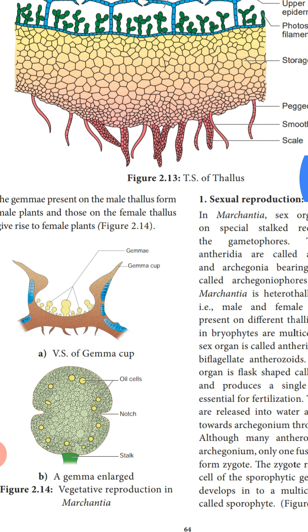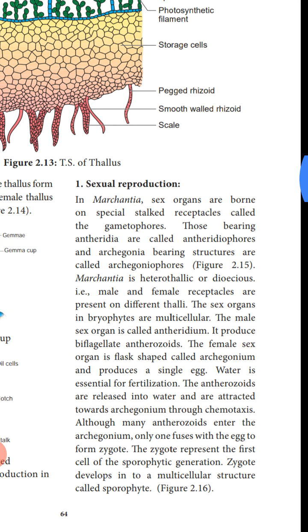Next, you are going to study sexual reproduction. It takes place on special stalked receptacles called the gametophore. Already we studied that the antheridium and the archegonium are the reproductive structures. They are formed on a specialized stalk, called the gametophore. The gametophore bearing the antheridia is called the antheridiophore, and the archegonia-bearing structure is called the archegoniophore.